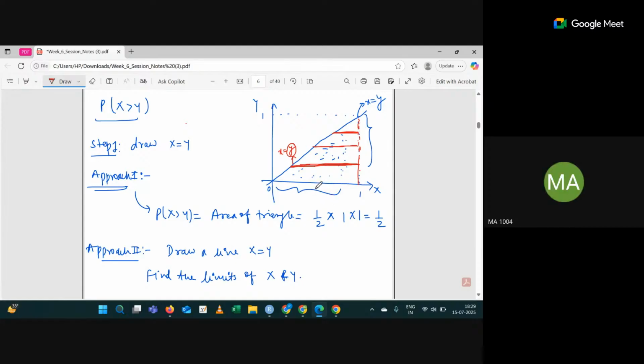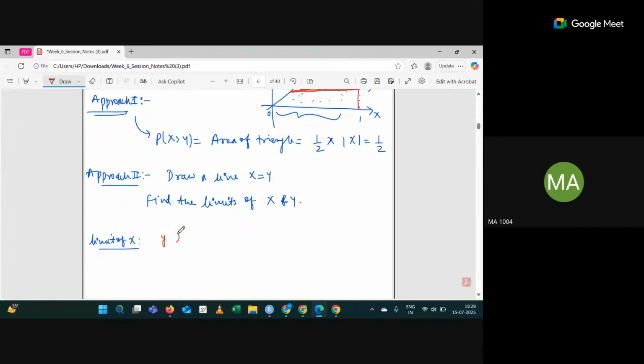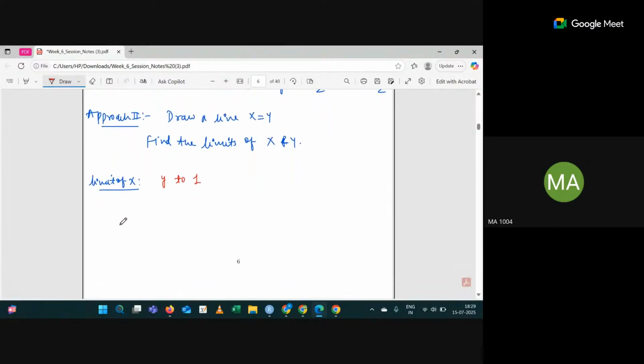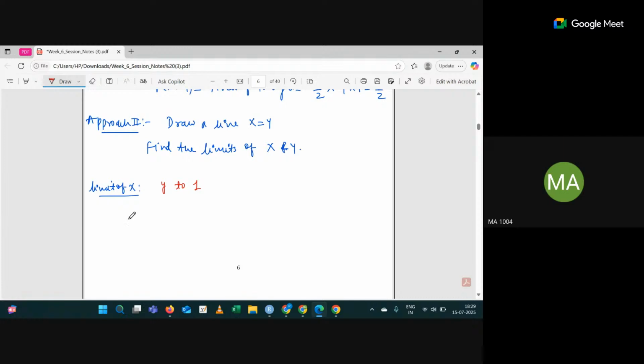Right? So this line is the x equal to y line. So here what is the value of x? y. What is the value of x here? 1. So what is the limit of x? y to 1. Okay. Then how to proceed? First of all, if I'm interested to calculate the probability x greater than y, in that case you have to integrate this joint PDF with respect to dx and dy.